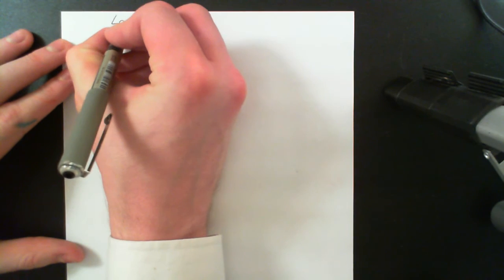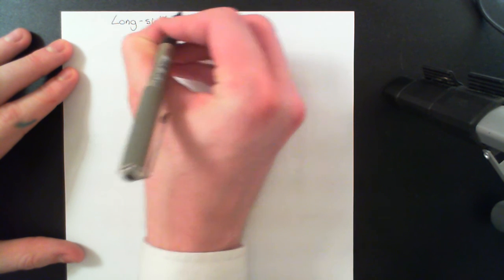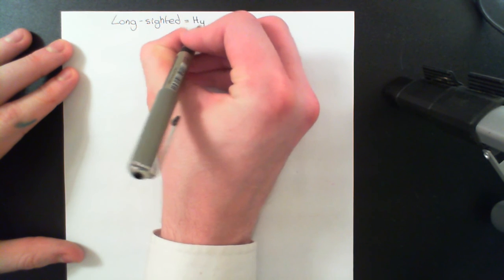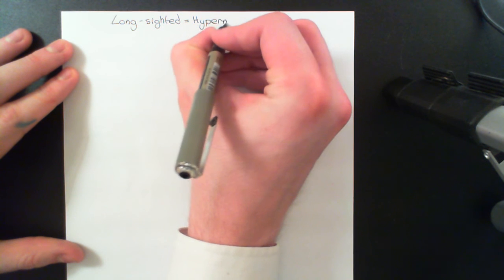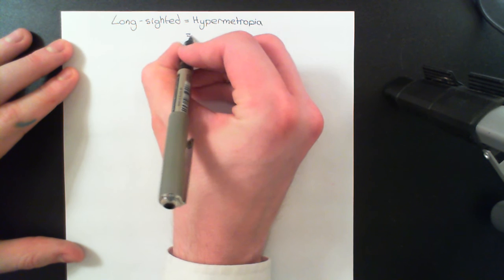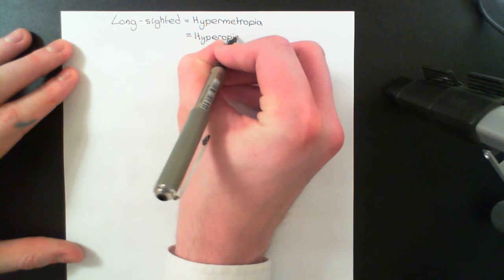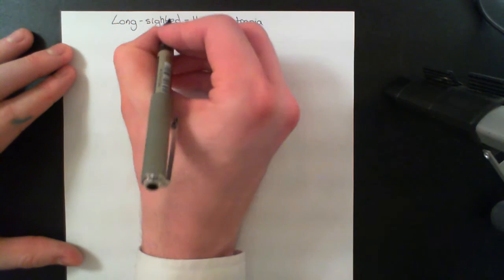Next, let's go on to discuss long-sightedness. So we've discussed short-sightedness now, let's go on to discuss long-sightedness. Long-sightedness is also called hyperopia or hypermetropia. So I'll write this here. Hypermetropia is a fancy word for long-sightedness. Another fancy term for long-sightedness is just to call it hyperopia. And I've missed off the long-sightedness, but you get the idea.